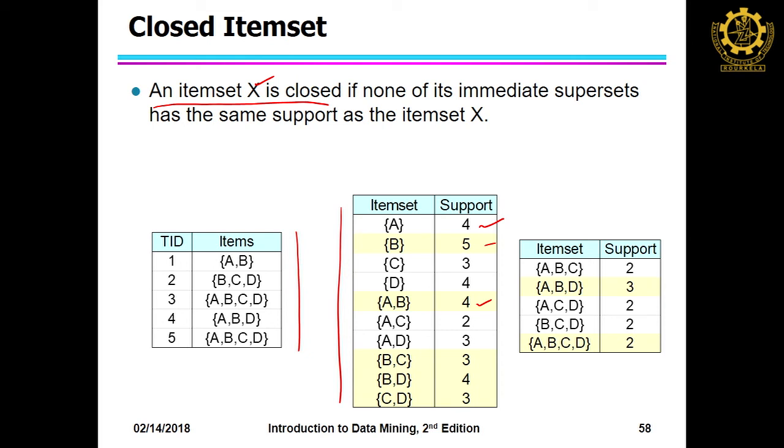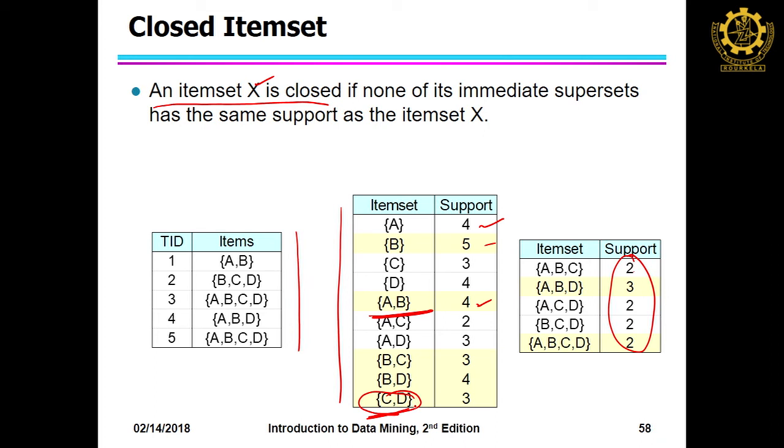Now, what I said is AB can be a closed item set, because its support is 4. So, any corresponding superset is having less than 4. So, we can say AB is also a closed item set. Now, CD can be a closed item set. Can it be a closed item set?